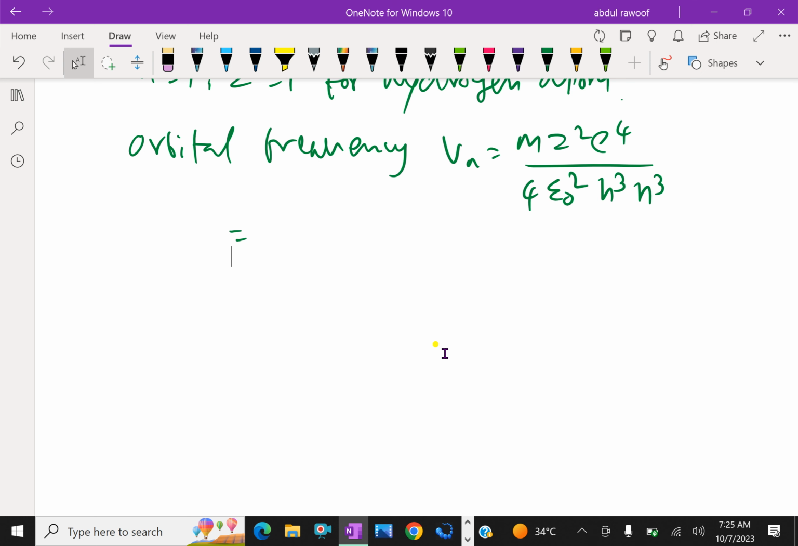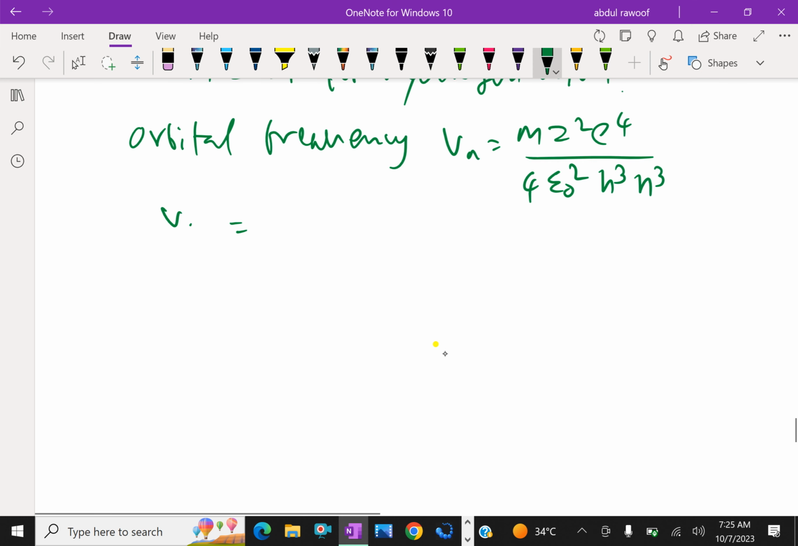From that we simply get V1, that is the first orbital frequency, is 6.56 into 10 power 15 hertz. This much is the orbital frequency of an electron of hydrogen atom.